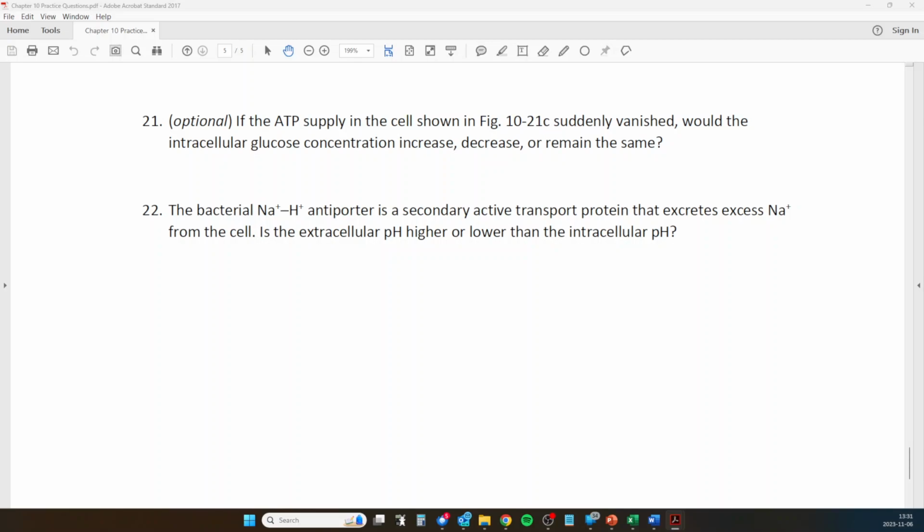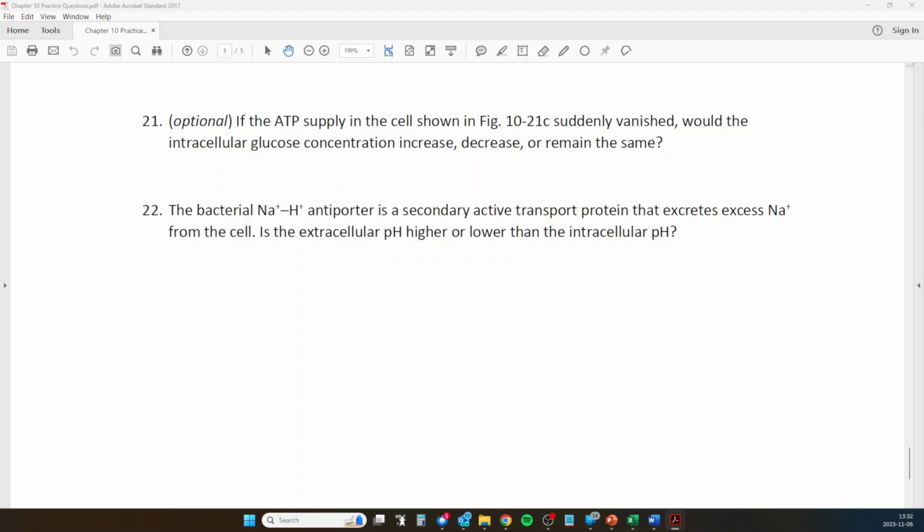So if we know now that the protons are going down their gradient as they enter the cell, so normally there's more protons outside the cell. So if there's more protons on the outside, what does that mean in terms of the pH on the outside? It's lower, but yeah. So you're talking about pH like before?